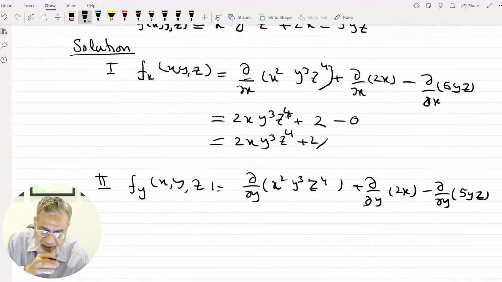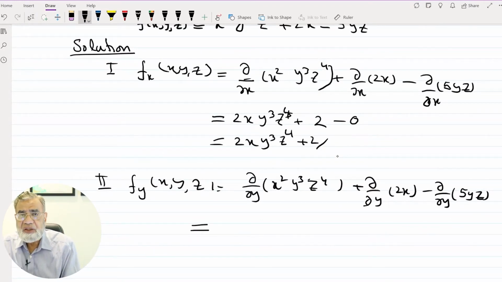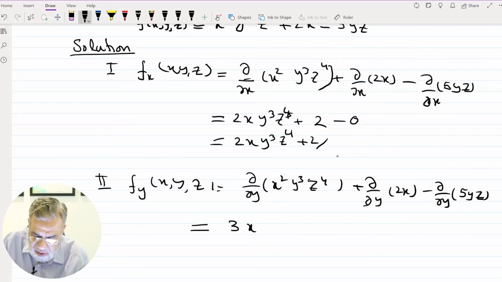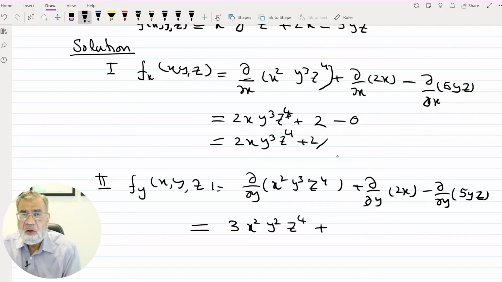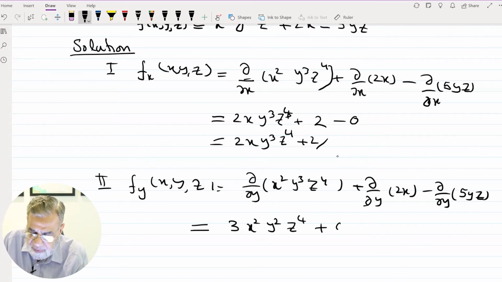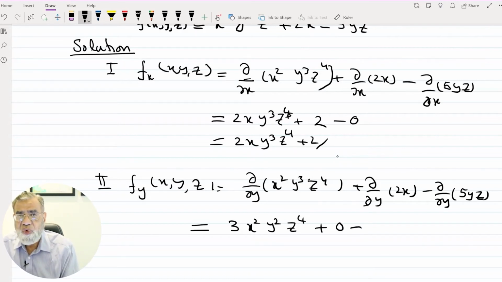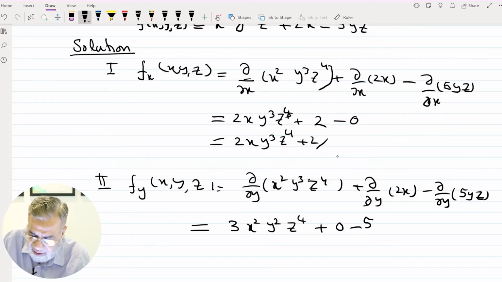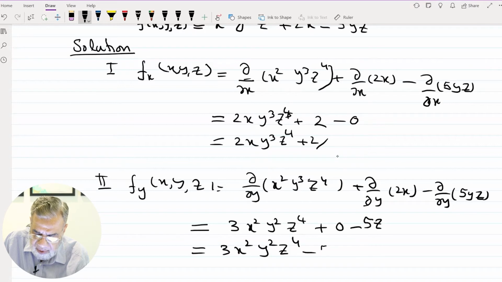Now as we discussed in the last example, you can see here only y is changing, x is not changing, z is not changing. So the derivative of y cube is 3y squared. So we get 3x squared y squared z to power 4, plus. Now 2x, 2 is constant, x is constant, so the derivative with respect to y will be 0. Then minus, I have 5, y, and z. 5 is constant, z is constant, derivative of y is 1. So I get 5z. So rewrite this one: I get 3x squared y to power 2 z to power 4 minus 5z.